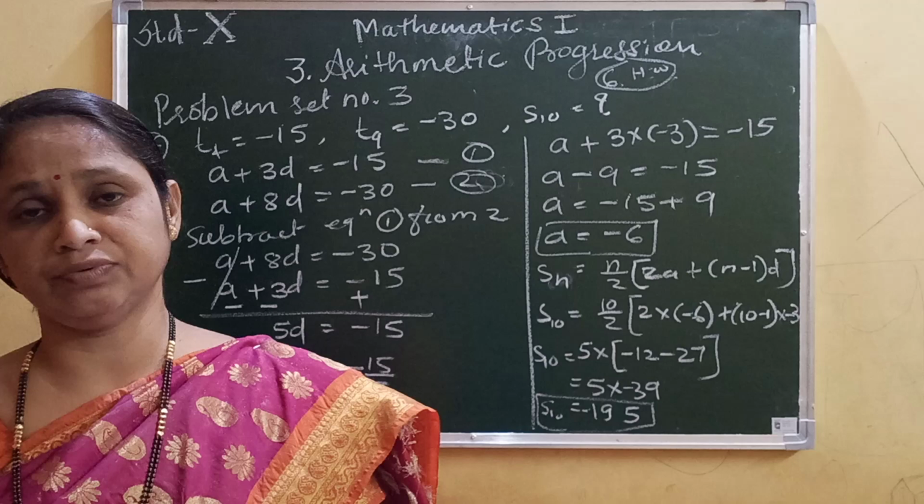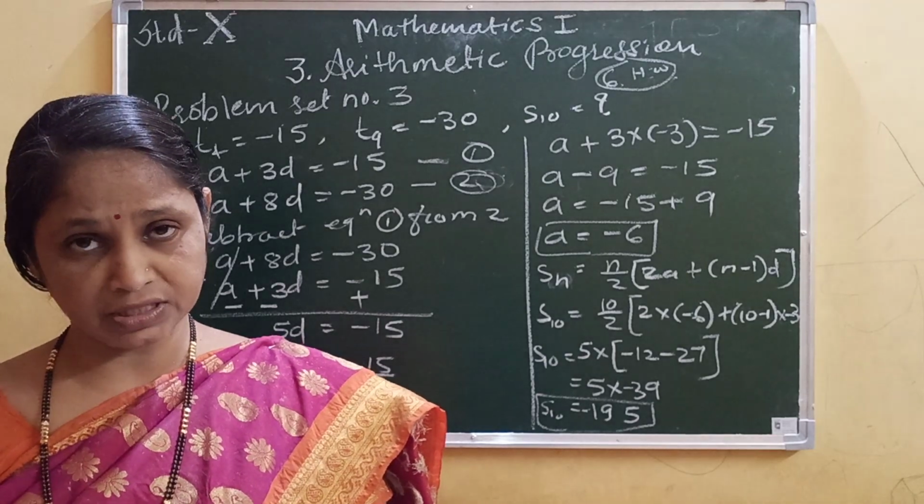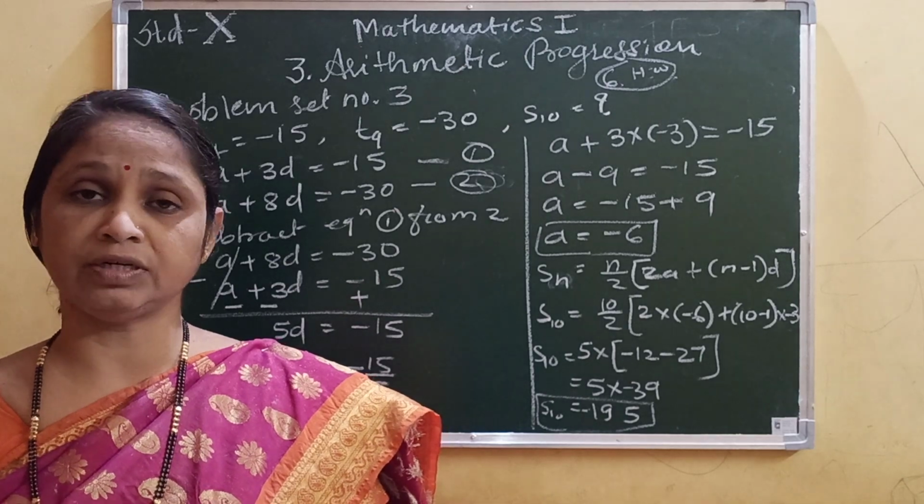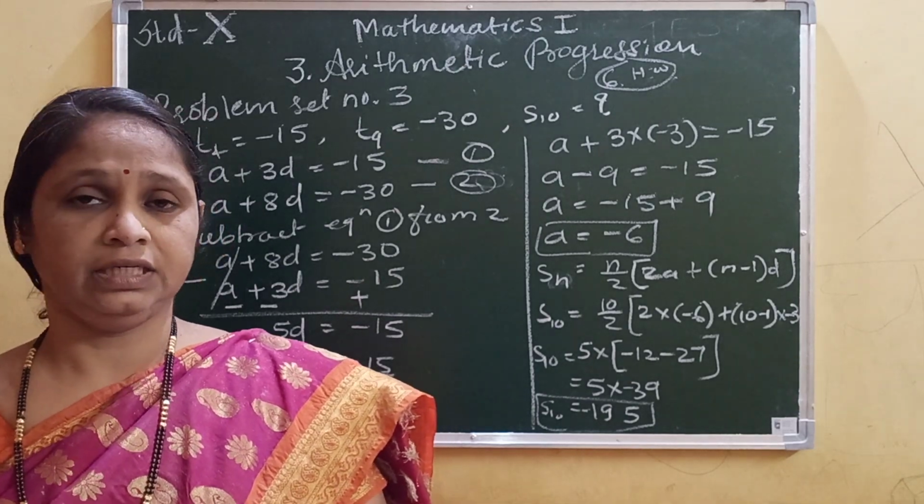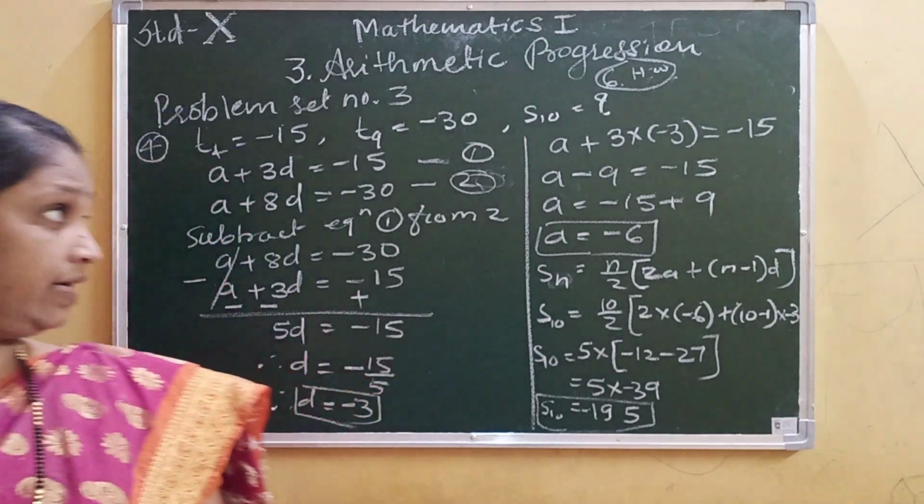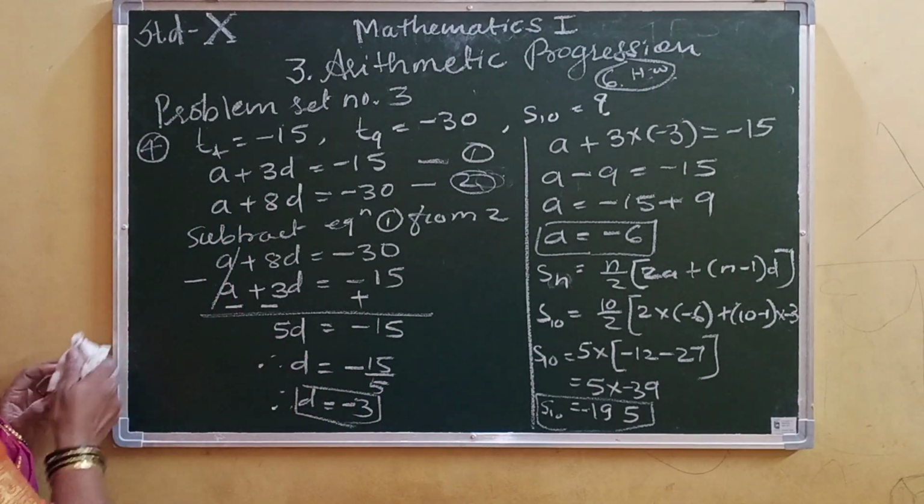Sn's value is given. Sn value is how much? 36 is given. So Sn is equal to n by 2 (T1 plus Tn). T1 is 1 and Tn is n. So, okay, question 8, how is the series given? See, question 8.